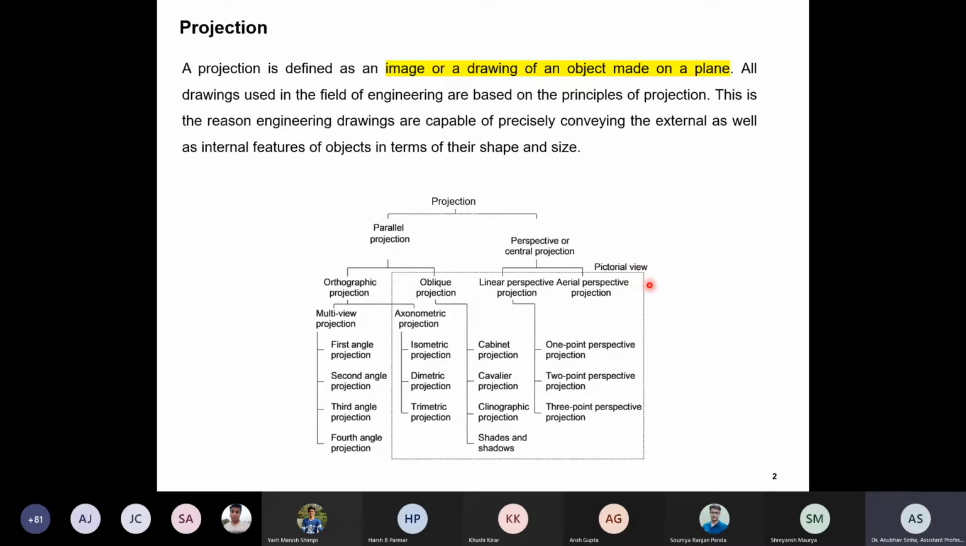At the end of this lecture, when you get an exercise, you need to draw the pictorial view of a given problem and the first angle orthographic projection. That is what we are going to focus on in the subsequent slides.